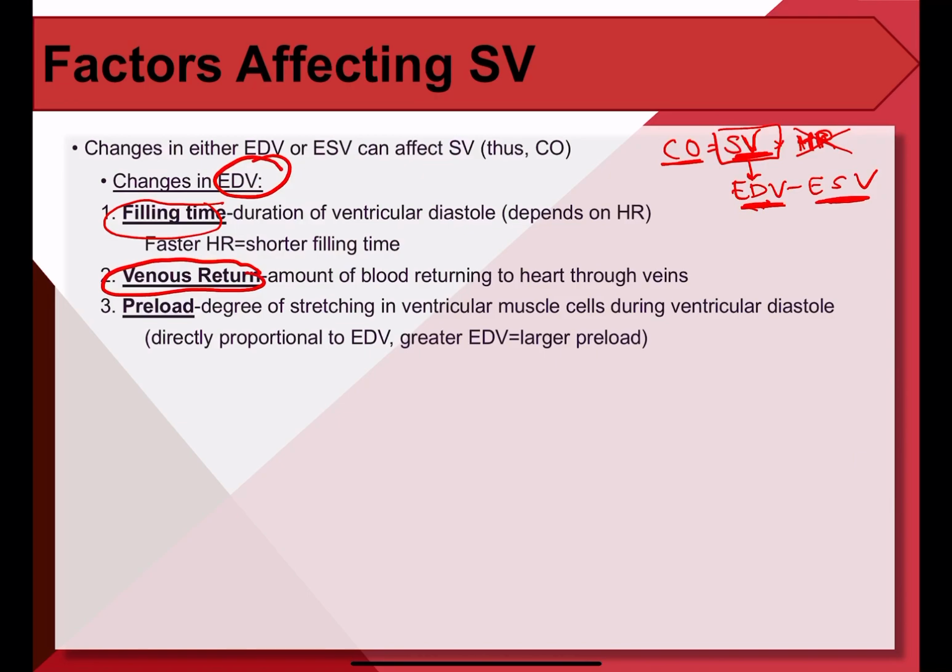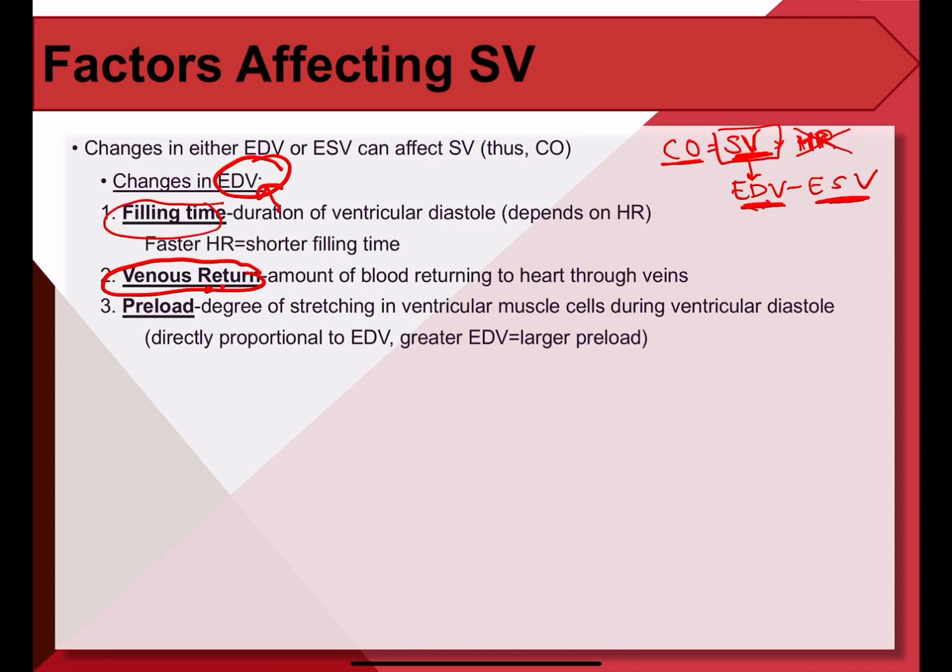How much blood actually gets returned back into the right atrium, because that will determine how much blood will go into the pulmonary circuit, and in a sense, how much blood is going to come out of the lungs back into the left atrium. So how much blood returns will either increase or decrease your EDV as well.